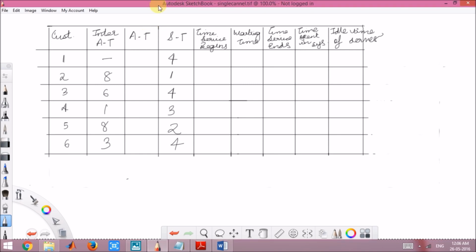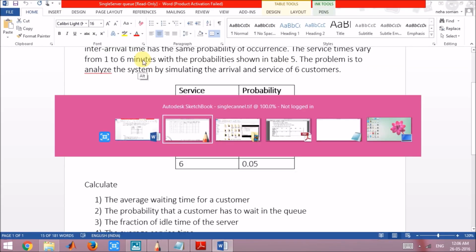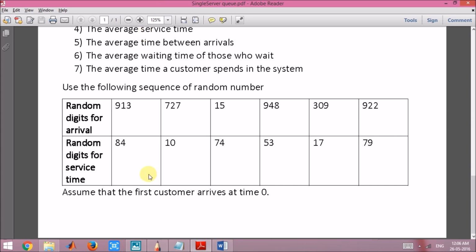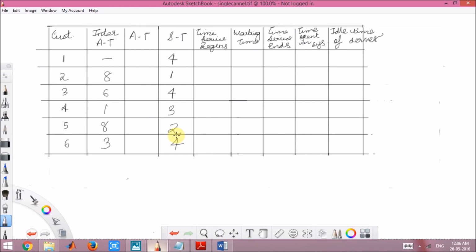We also had in the question to assume that the first customer arrives at time 0. So the arrival time for that particular customer becomes 0. The next customer will be the addition of this. So 0 plus 8, similarly 8 plus 6 is 14, then 15, 15 plus 8 is 23, and finally 26. So that is the arrival time of each of these customers. This table is got from the previous table.